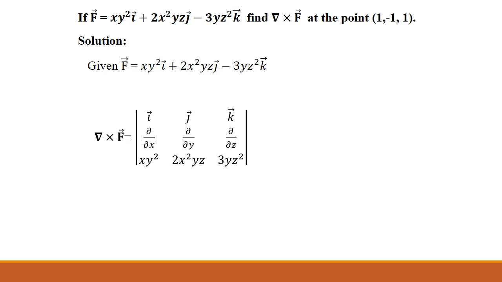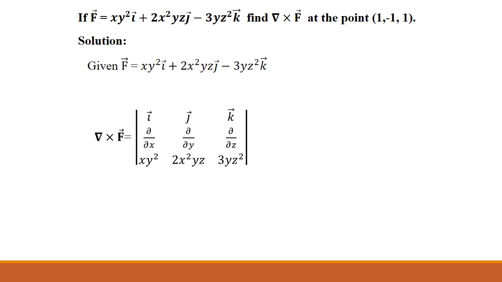Next, if f vector is given, find del cross f vector at the point 1, minus 1, 1. Given f vector equal to x y square i vector plus 2x square y z j vector minus 3y z square k vector. Here to find del cross f vector, we use the determinant form. First row i vector, j vector, k vector. Second row del: dou by dou x, dou by dou y, dou by dou z. Then the third row the coefficients of i vector, j vector, k vector in f vector, that is xy square, 2x square y z, minus 3y z square.